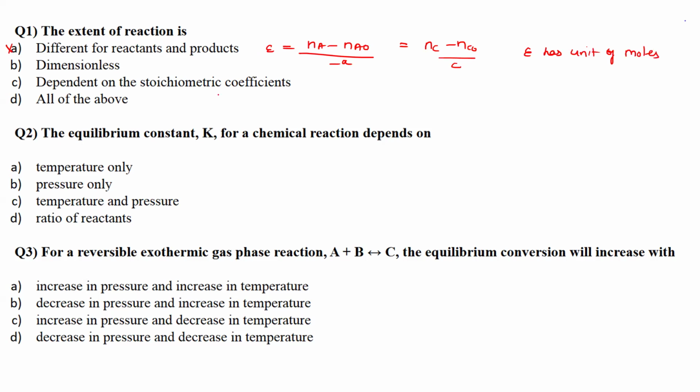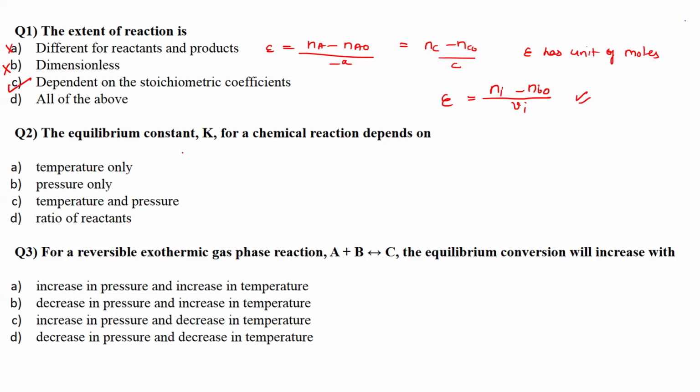Dependent on the stoichiometric coefficients? Yes, it is dependent. Epsilon is equal to Ni minus Ni naught by mu I. So this is the correct definition, so it depends on the stoichiometric coefficient.